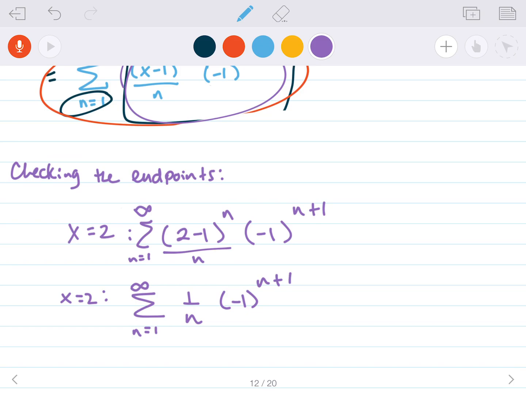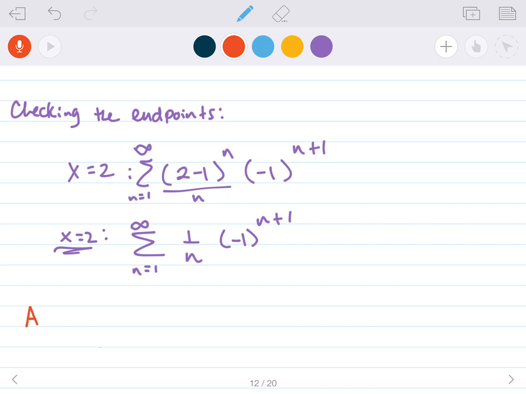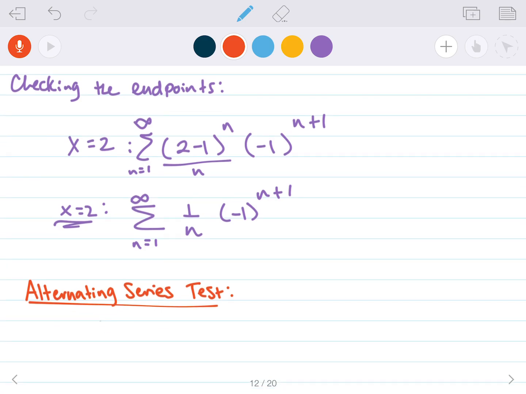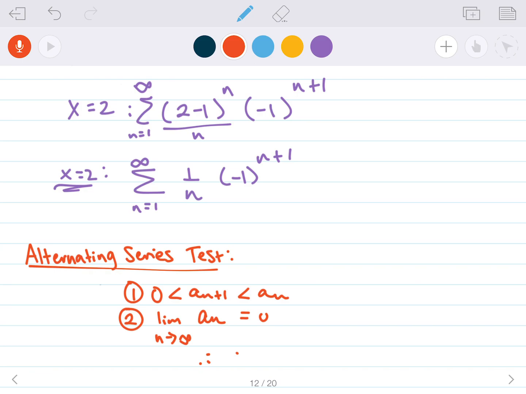Now this is something called the alternating harmonic series. I believe we've talked about it, but it actually turns out that this thing converges. It doesn't diverge like the regular harmonic series. And we can prove this to ourselves by using the alternating series test. Remember this guy? What it told us was the following: if a sub n plus 1 is between a sub n and 0 for all n, and also the limit as n goes to infinity of a sub n equals 0, then the series converges. That's what the alternating series test was.